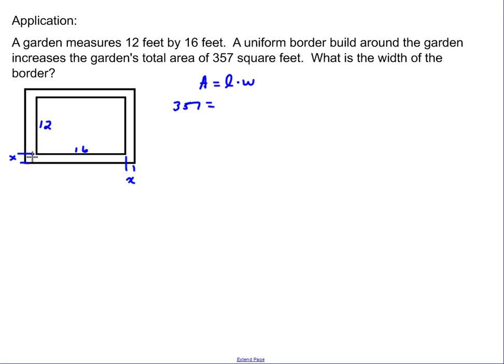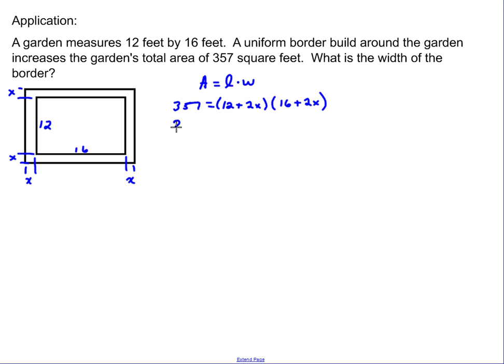So what does that make our actual width? Well, we've got two x's, one above and one below on our width side, and we've got two x's, one on each side of that 16. So what do we really have? It looks like we've actually got 12 added to 2x for the width of our garden along with the border, and 16 added to 2x as our length right here. Okay, so we've got length and width.